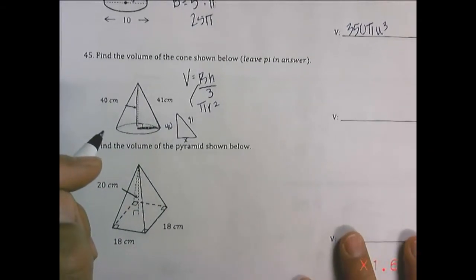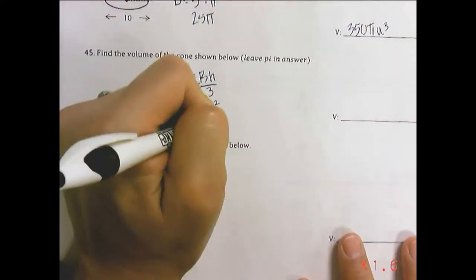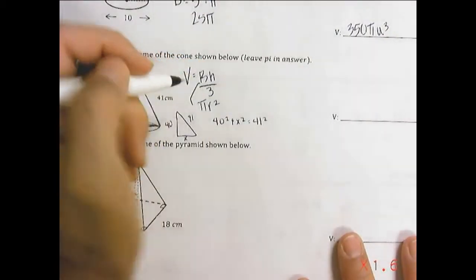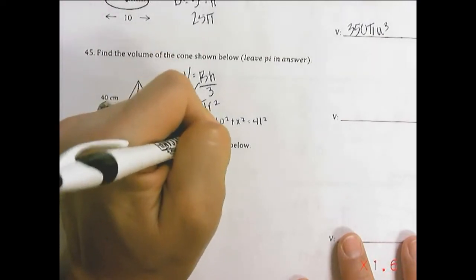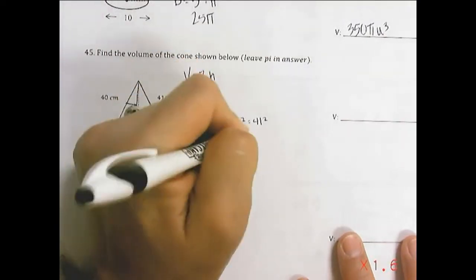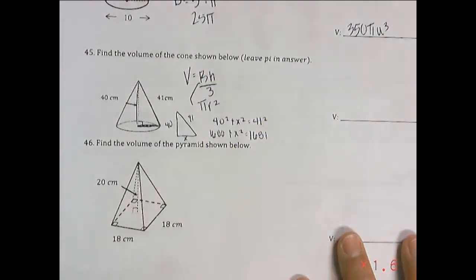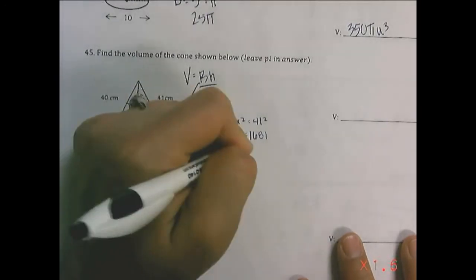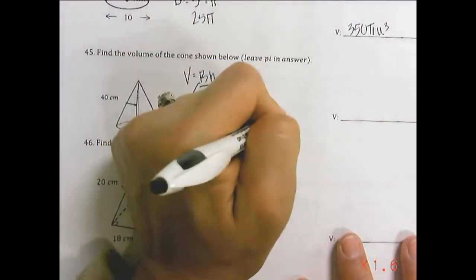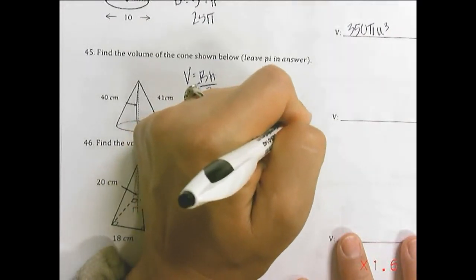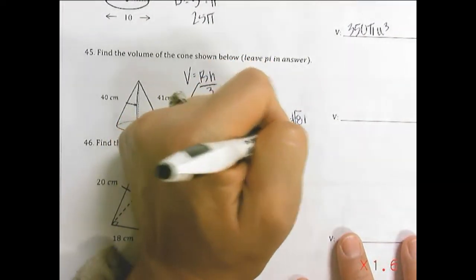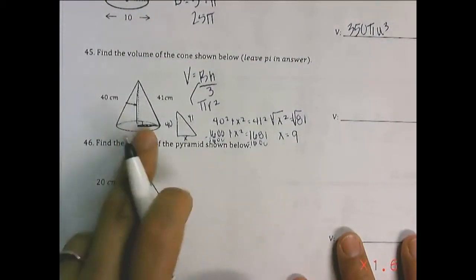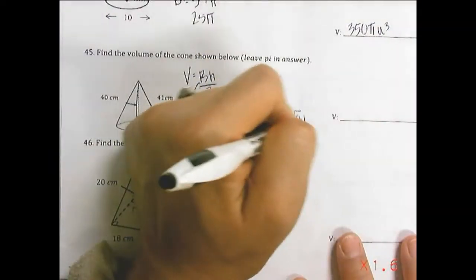So 40 squared plus x squared equals 41 squared. Right, that's going to be 1600 plus x squared equals 1681. I'll subtract 1600 and subtract 1600, and I'll get x squared equals 81. I'll take the square root and take the square root, and x equals 9. Okay. So, now I know my radius. This is only my radius right here.